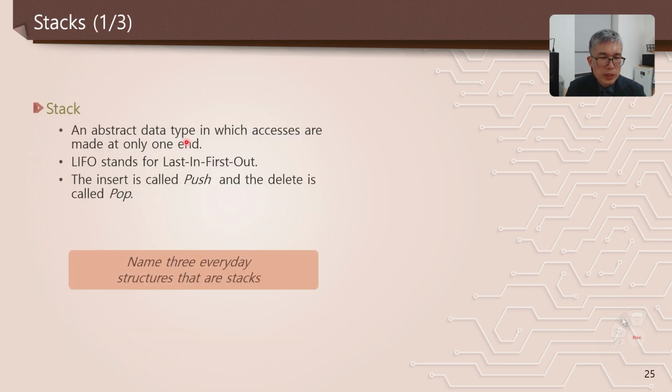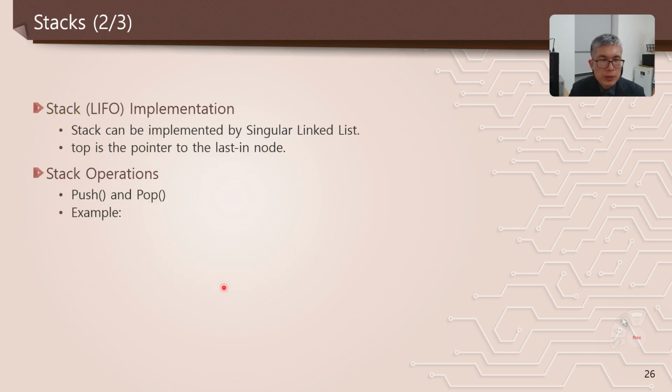Okay. So a stack is an abstract data type in which accesses are made at one end, the top. LIFO stands for last in, first out. The insert is called push, and the delete is called pop. So name three everyday structures that are stacks.